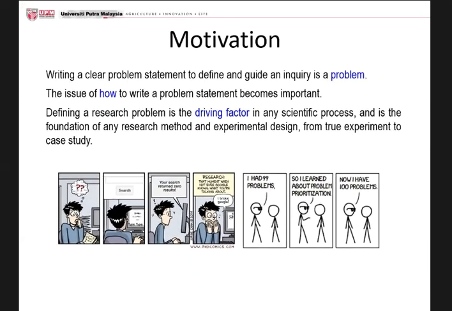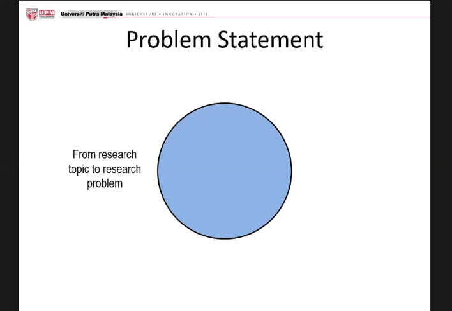So the problem statement: from research topic to research problem. Research topic is very small. Research problem. So you've got to see it this way.